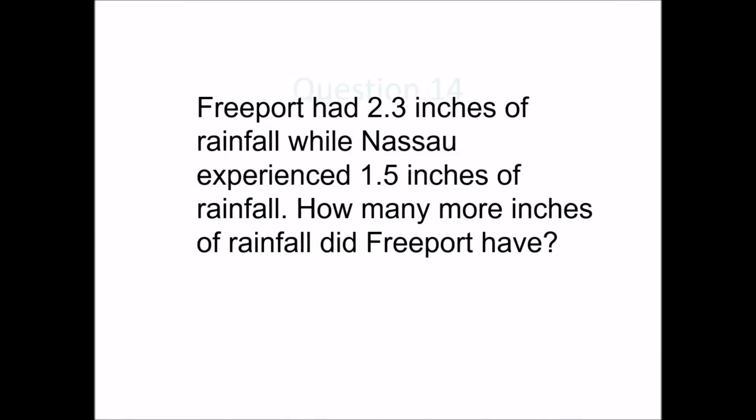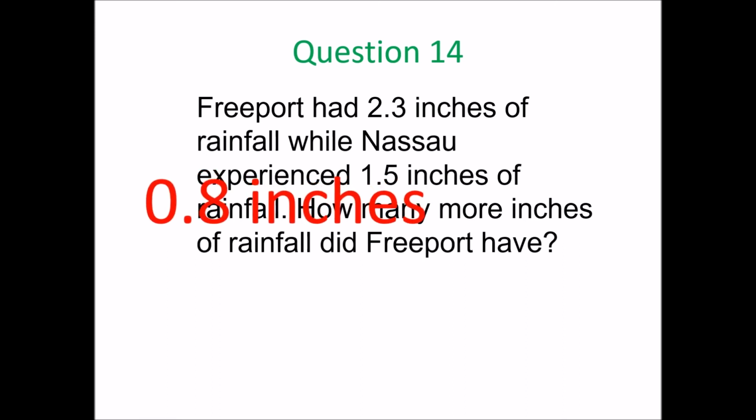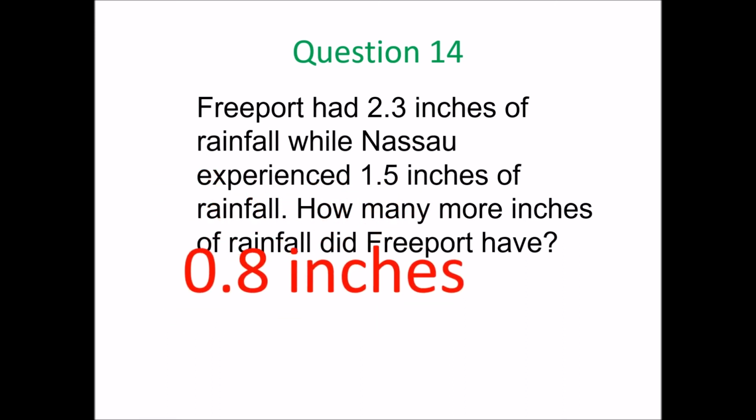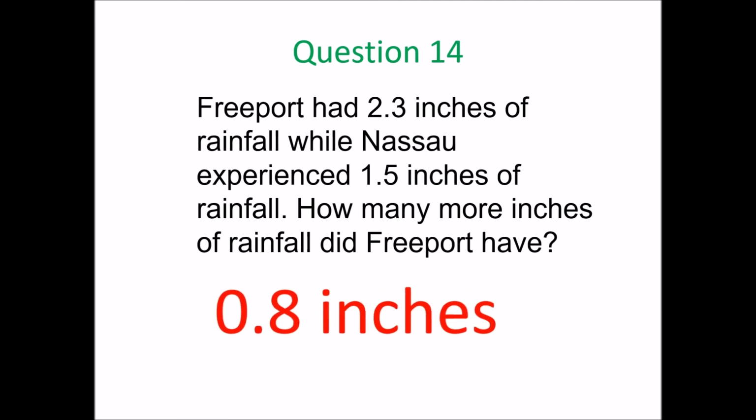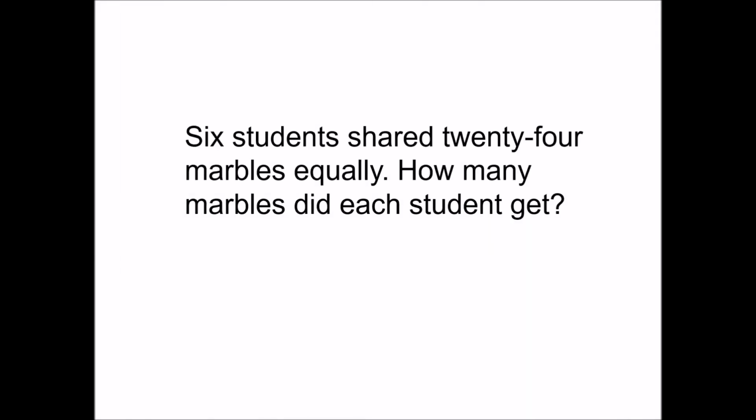And Freeport had 2.3 inches of rainfall. NASA had 1.5 inches of rainfall. How many more? Means you subtract. So it's 2.3, take away 1.5, and you have to rename, and you get 0.8 inches. Excellent if you got that correct. You have to know how to rename in subtraction.